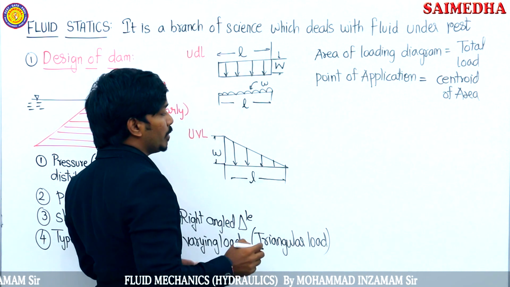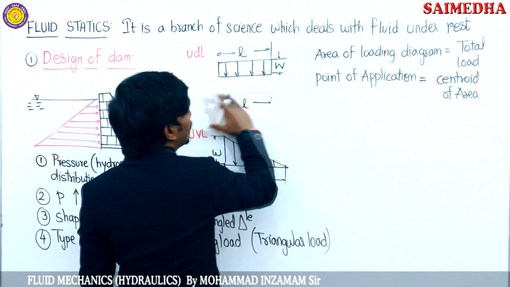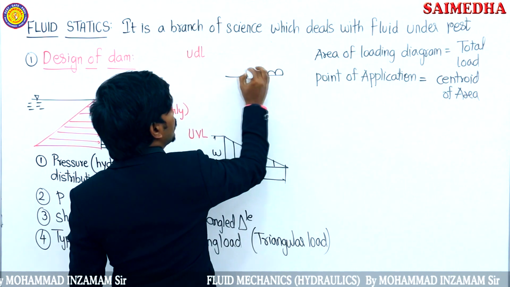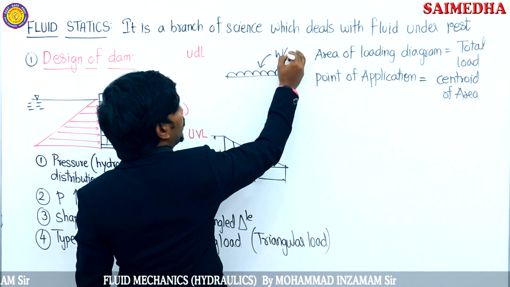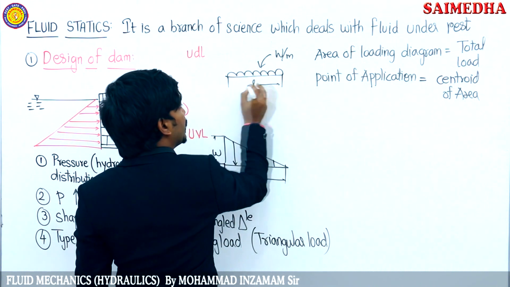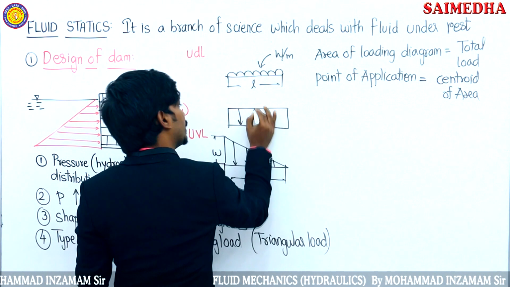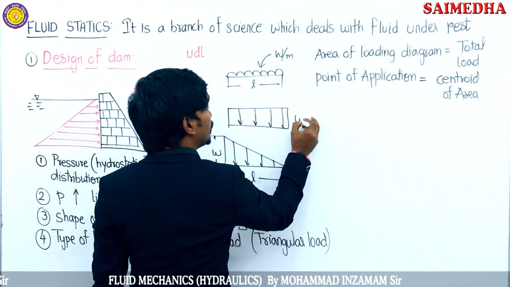Now let's try and understand one more time, guys. What is this diagram looking like? Let me draw it one more time here. Let's say this is a uniformly distributed load, W is acting per meter, and we are having here L meters. Okay, now let me draw it here. This is a uniformly distributed load. This is W and this one is L.